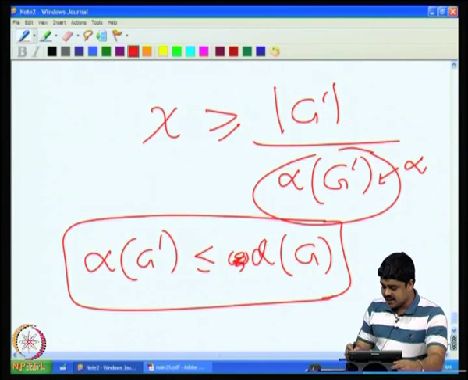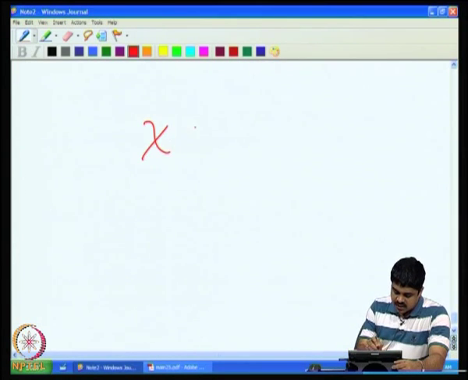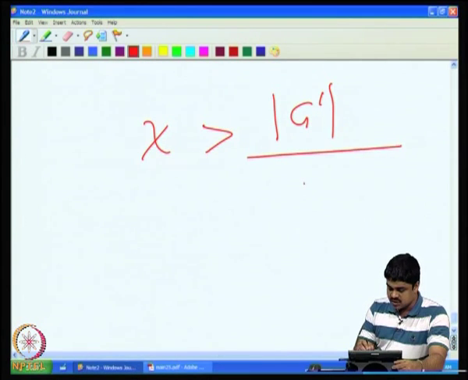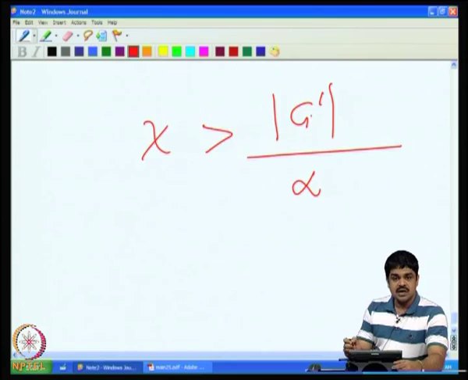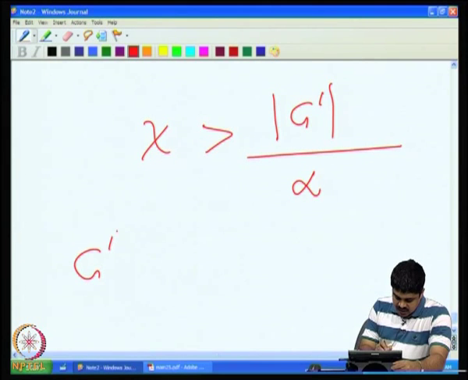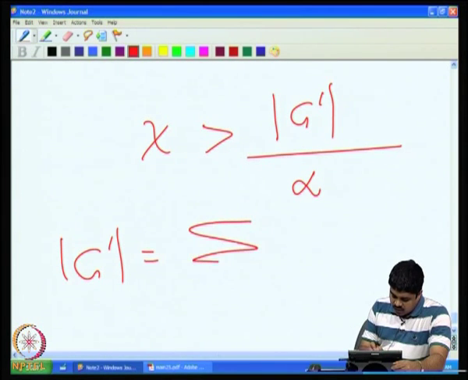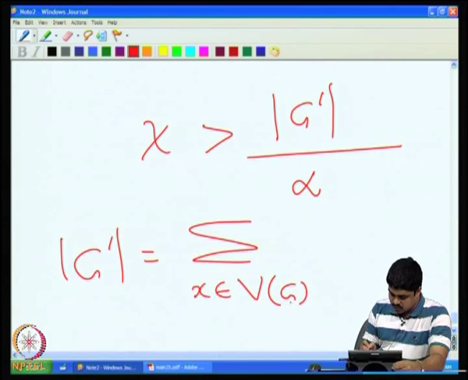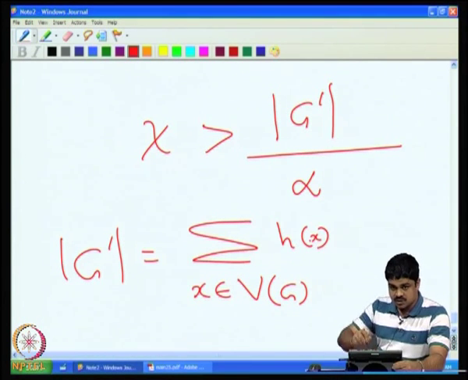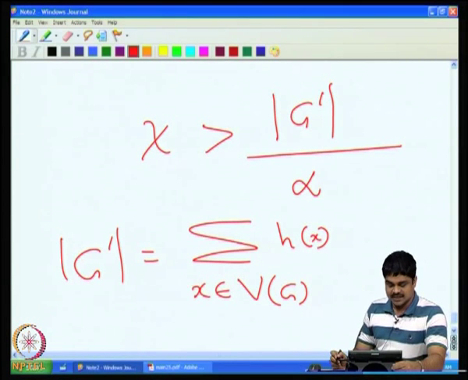Now, how much is G dash? We know that chi is greater than or equal to the cardinality of G dash, the number of vertices in G dash, divided by alpha. G dash is essentially the sum of all vertices in V of G, with the multiplicity, because every vertex x was substituted by an h of x size clique, so many copies of x. So you just have to sum up the multiplicities.